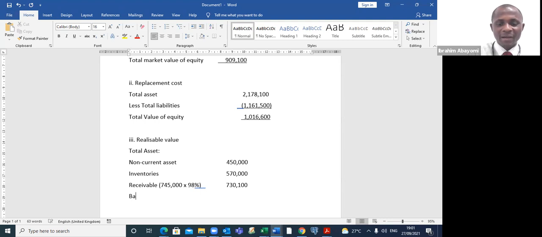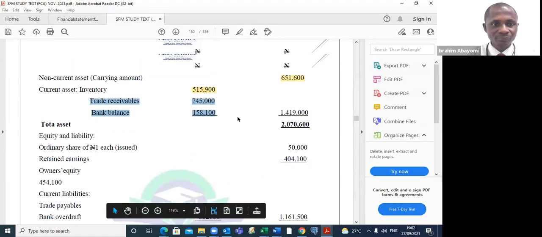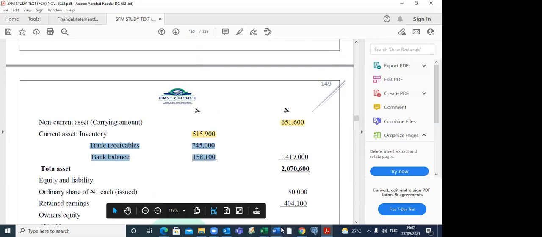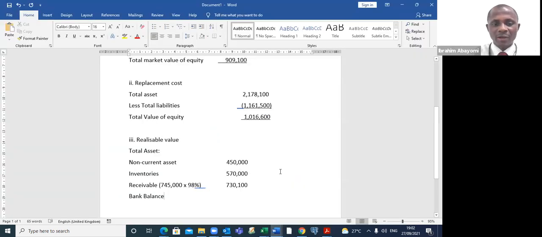Then we now have bank balance. What's our bank balance? Bank balance is 158,100. So add all this together. That is your total asset.